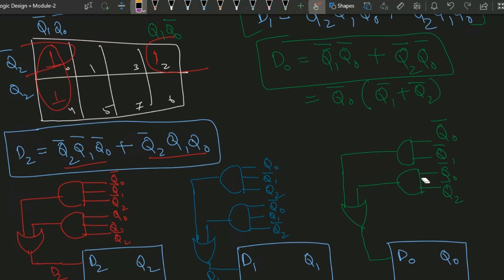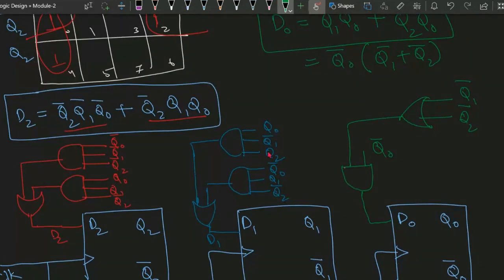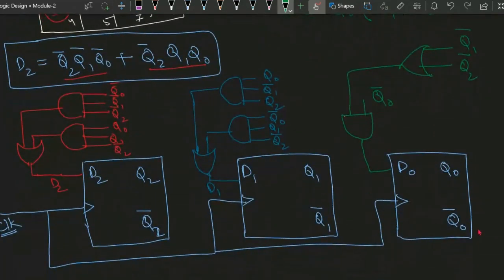So for this, in this case, we'll be requiring one less. This is Q0 bar, and this will be the OR gate. For the bar, we need not use the NOT gate because Q0 bar is available with us. Q2 bar is also available. We can directly connect. So only the connection problem is there, so that's why I haven't connected.